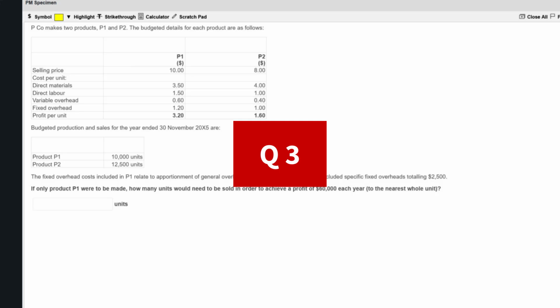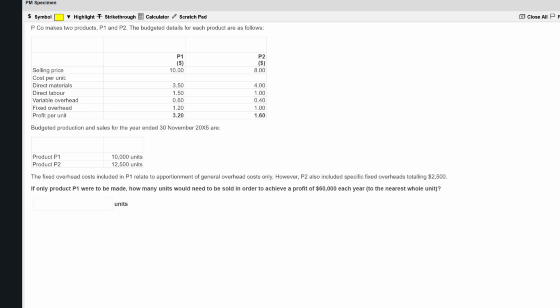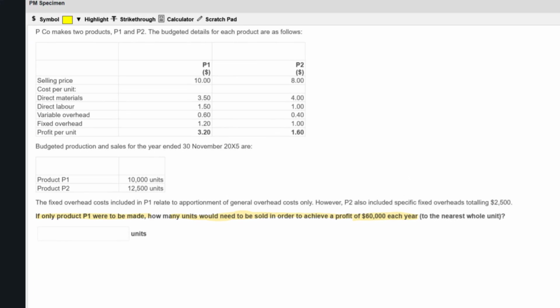Moving on to question number 3, we read the question stem: if we only make product 1, how many units would need to be sold in order to achieve a profit of $60,000 in each year? We're now looking at cost, volume, profit. Before you read the story, you've got to remember the formula. A target profit is very similar to break-even number of units. If we review break-even number of units, that's simply going to be the fixed costs, FC, over the contribution per unit.